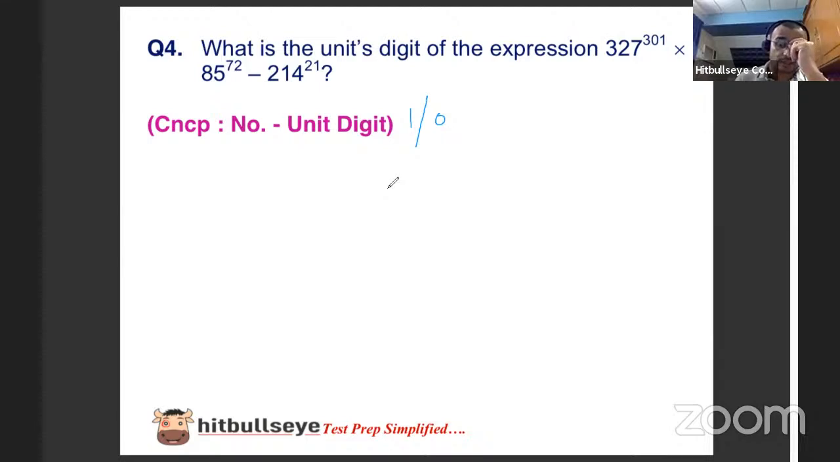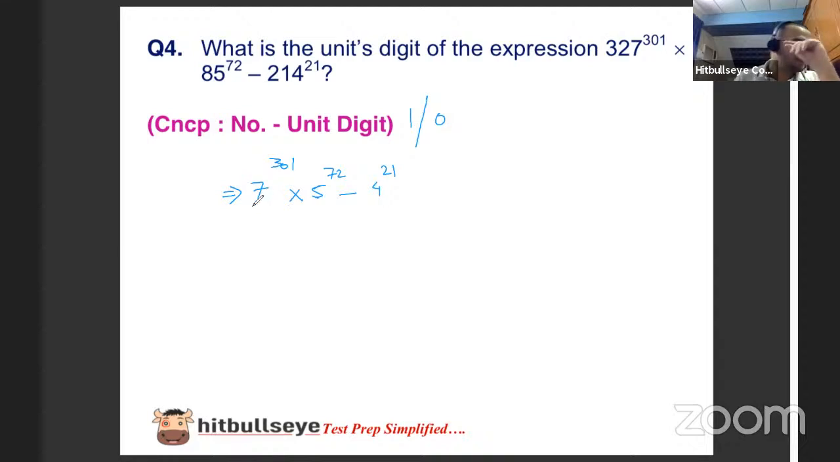Come, let's discuss. So we have got this expression 327. Again, I am just concerned with the unit digit. We have learned this concept that we'll just focus on the unit digit. So let's make it simple: 7 raised to the power 301 into 5 raised to the power 72 minus 4 raised to the power 21. We have to tell the unit digit of this expression.